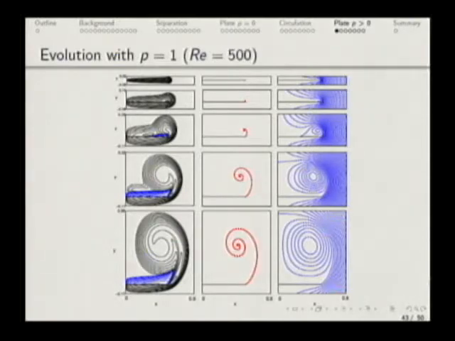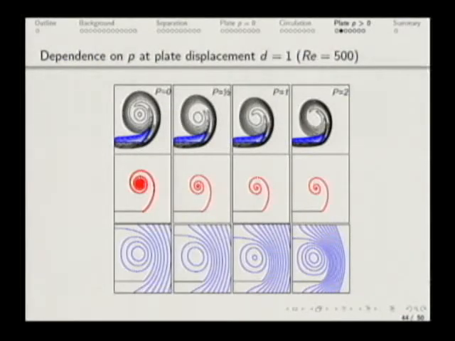So now I'm going to fix Reynolds number, vary P. This is the evolution with fixed P. And the one thing that actually is very different for accelerated flow as opposed to impulsively started flow is that initially you have a time when you just have a blob of vorticity without any separation. And that does not happen in the impulsively started case. So that's interesting.